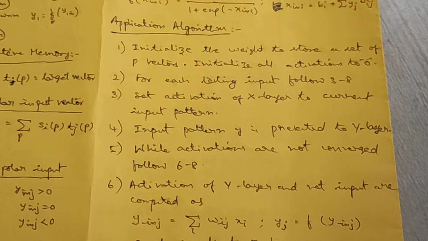And set the activation of X to the current input pattern. The activation means what we have obtained. For example, for one testing data we have an input pattern and a target pattern. The input pattern is assigned to the X vector and the target pattern is assigned to the Y vector. So first we need to activate the X layer with the current input pattern. The input pattern is assigned to the X layer, and the target pattern is assigned to the Y layer.